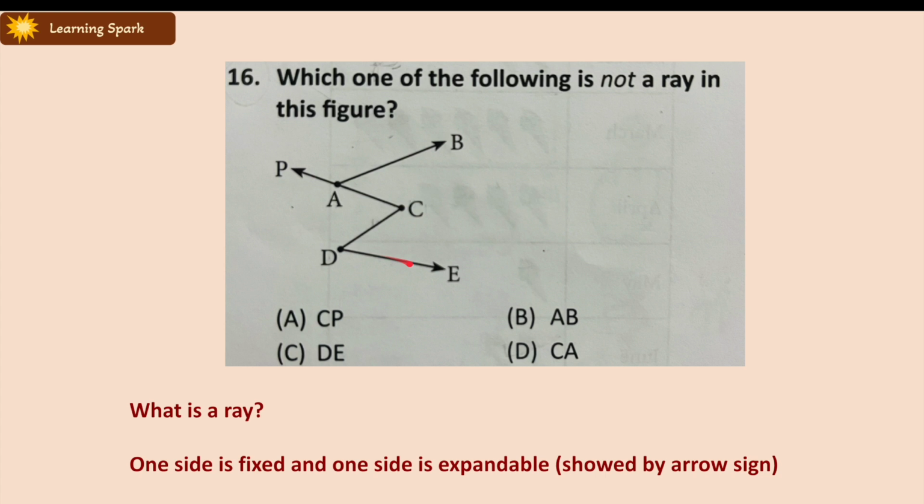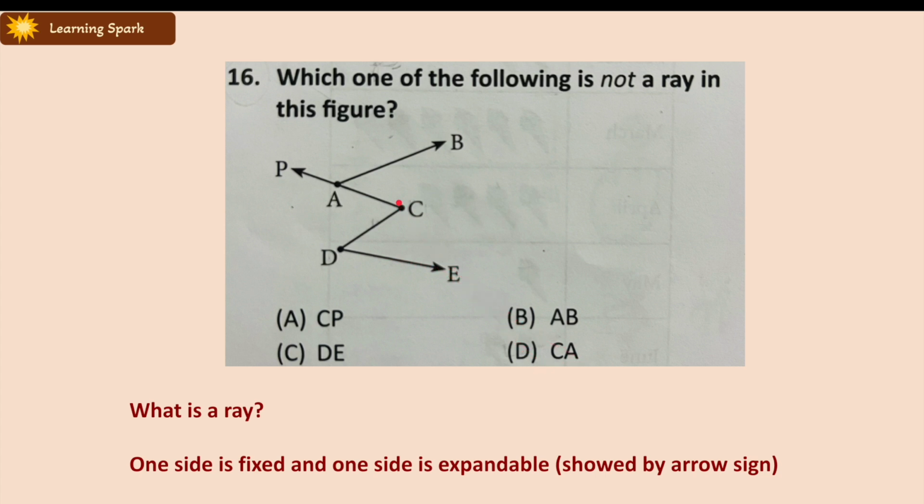So this one, for example, is a ray. DE is a ray. One side is fixed, so it's not expandable, so no arrow. And the other side is expandable, so there is an arrow sign. Okay. So which one of this is not a ray? CP, for example, is a ray. CP, so one side is no arrow, the other side is arrow, so it's a ray. AB is a ray because A is fixed and B is expandable. DE is also a ray because D is fixed and E is expandable.